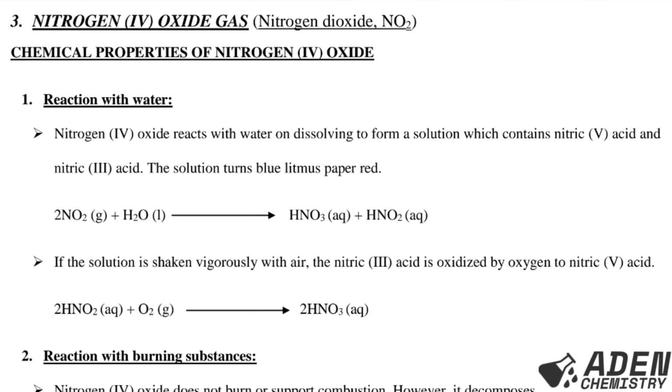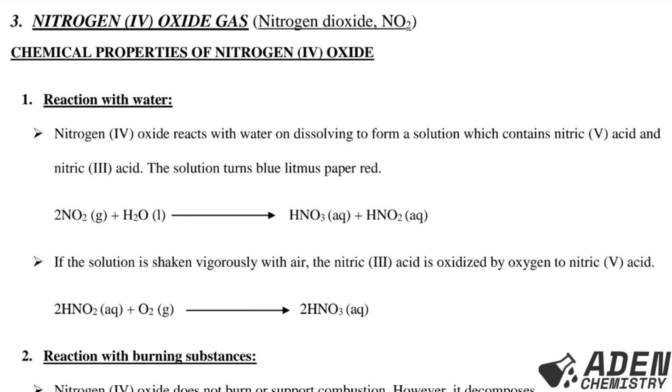The equation for that reaction will be 2 moles of nitrogen peroxide gas reacting with 1 mole of water, which is liquid. What we are going to get is 1 mole of nitric 5 acid and 1 mole of nitric 3 acid. Remember, nitric 5 acid is also known as nitric acid, while nitric 3 acid is known as nitrous acid.